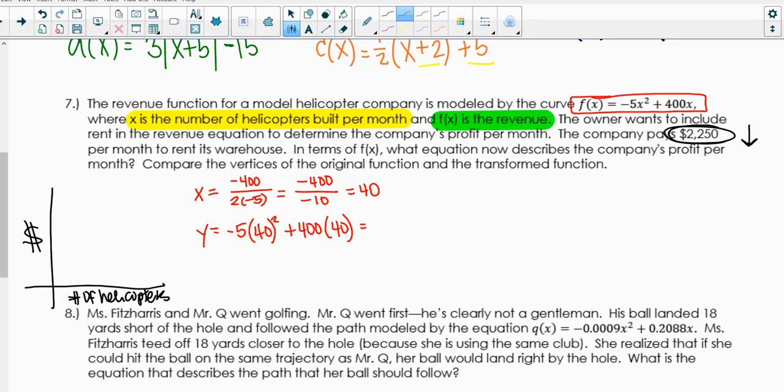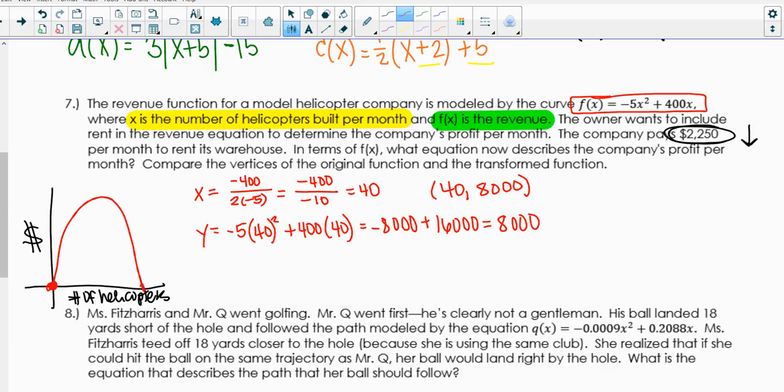So if we put that into our calculators, you should end up with negative 8,000 plus 16,000. So you end up with a positive 8,000. Okay. So that means that I have a vertex of (40, 8,000). Okay. So I do have a y-intercept of 0 here.